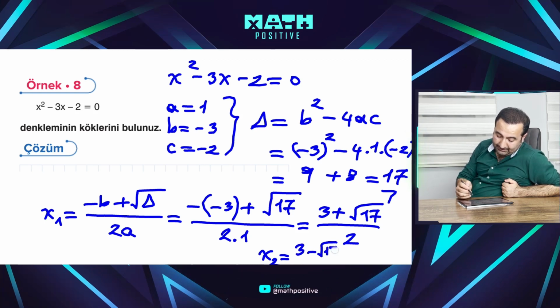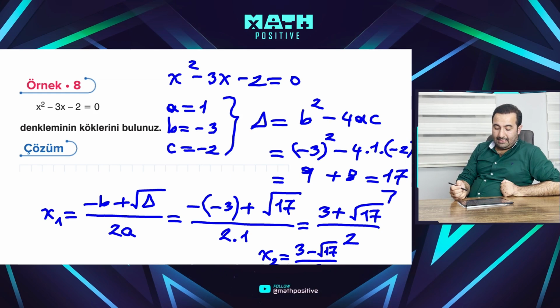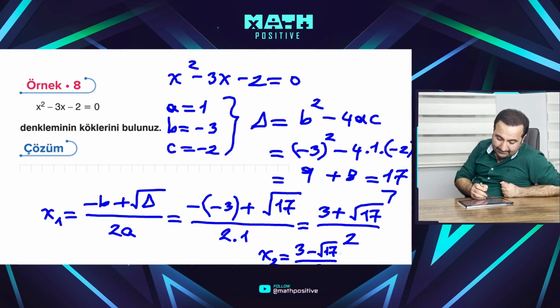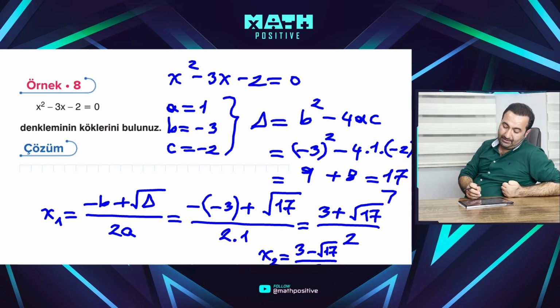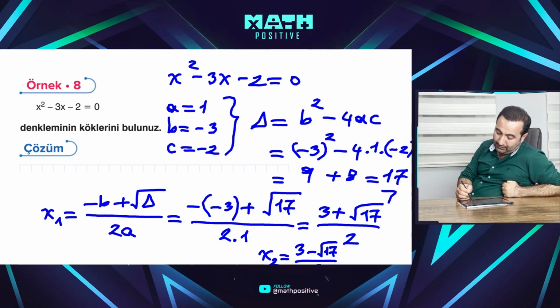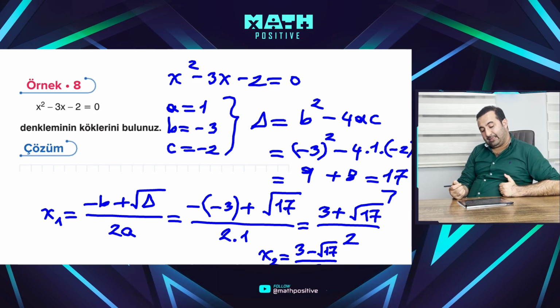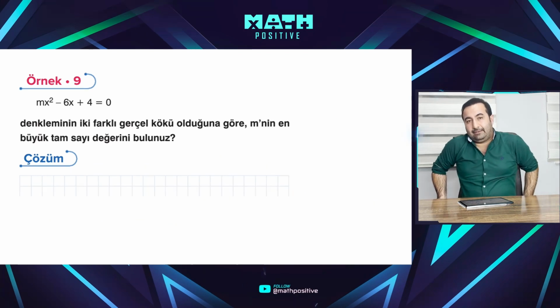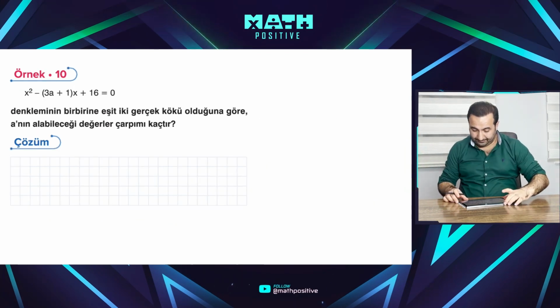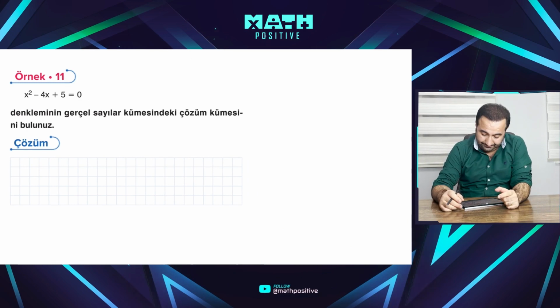The other root, x2, may be written as 3 minus square root of 17 over 2, because in our formula we have plus or minus square root of discriminant. So the other root will be 3 minus square root of 17 over 2. This is the discriminant method to find the roots of a quadratic equation.